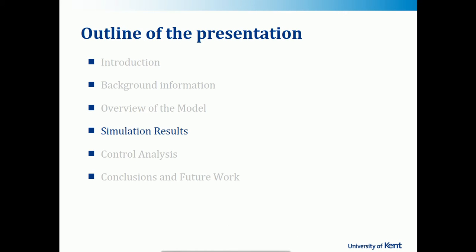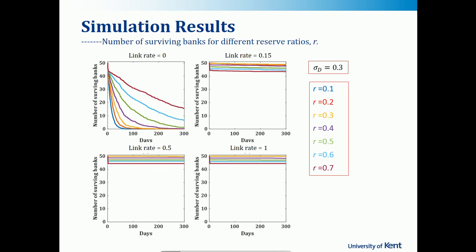The fourth part will show some simulation results of a system that contains 50 banks. This is the first result I want to show. We ran different simulations with different reserve ratio and link rate. The simulation time is 300 days. At the end of each simulation, we count the number of surviving banks. The x-axis is the time and the y-axis is the number of surviving banks. Different colored lines represent different reserve ratios.